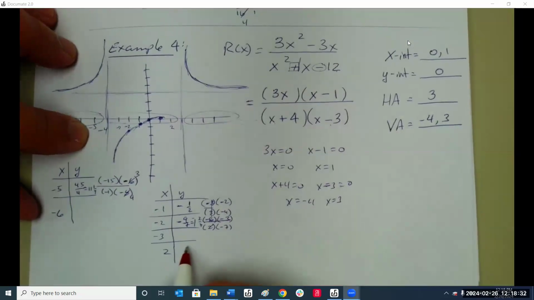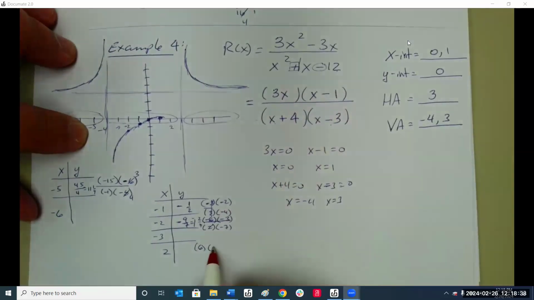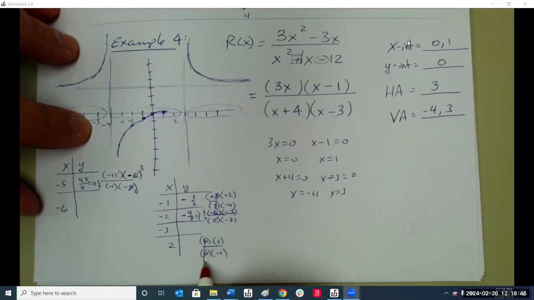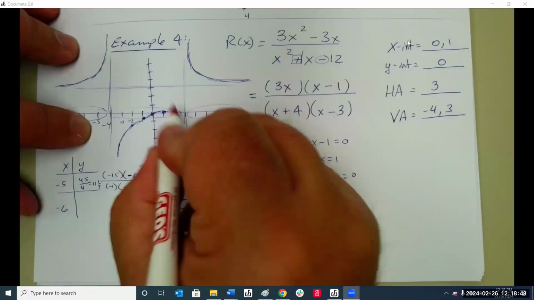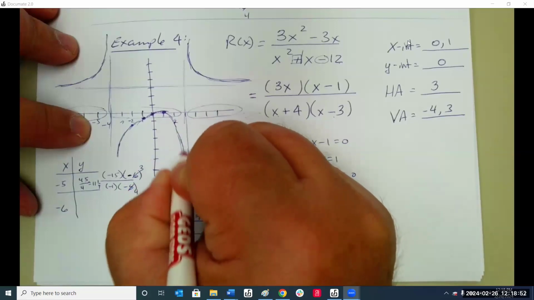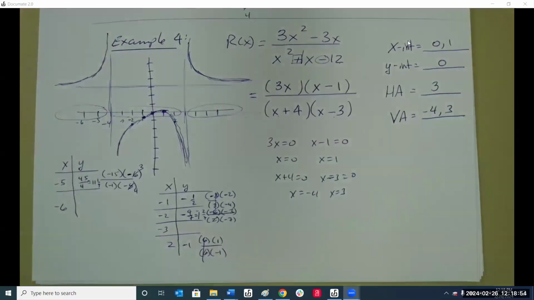What's happening at 2? 2 times 3 is 6. 2 minus 1 is 1. 6, -1. 6 cancels, so we get -1. There's our graph.